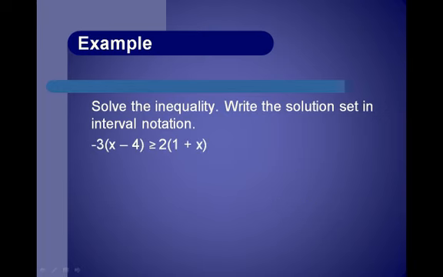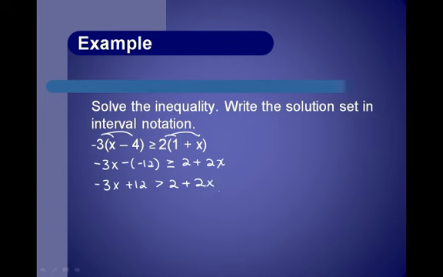Another example, same thing. We're going to distribute first to clear out the parenthesis. So we would get negative 3x minus a negative 12 is greater than or equal to 2 plus 2x, which would give us negative 3x plus 12 is greater than or equal to 2 plus 2x. Same thing, I'm going to get all the x's on the left side because I think it's a little bit easier to graph.